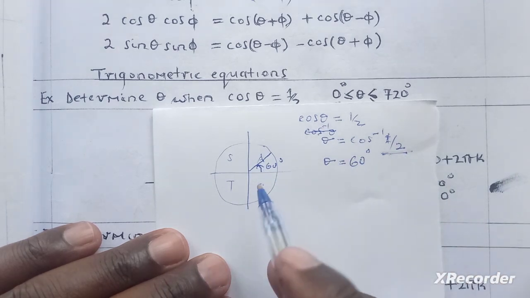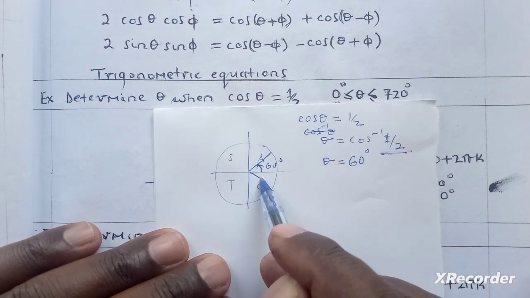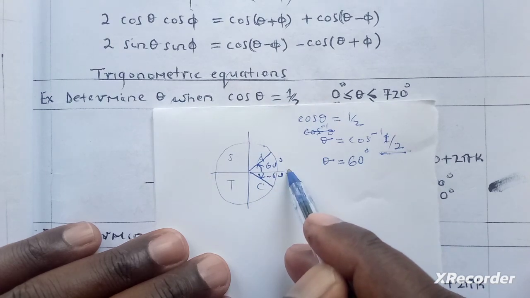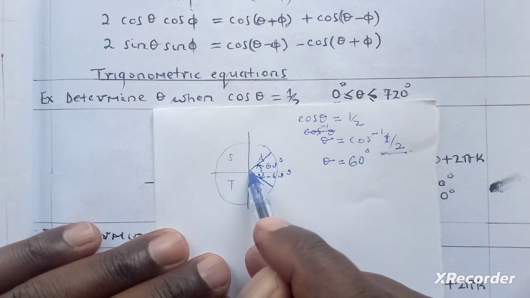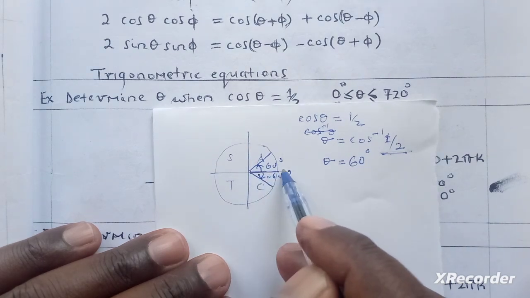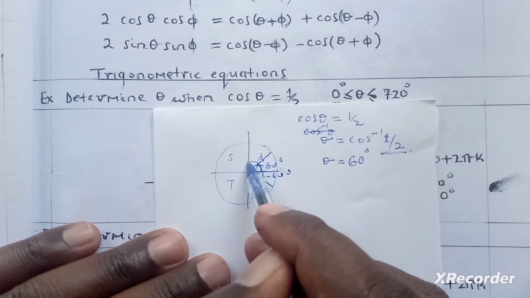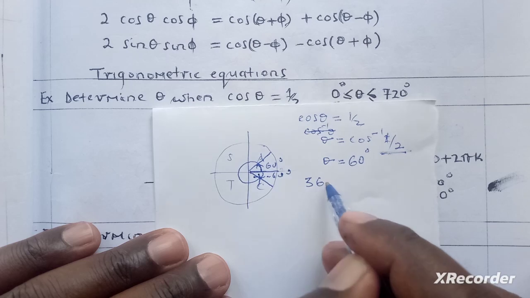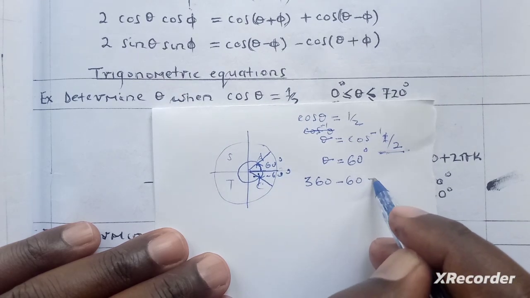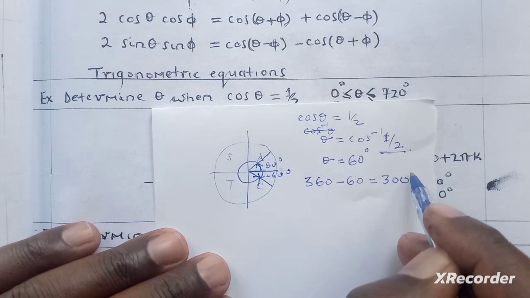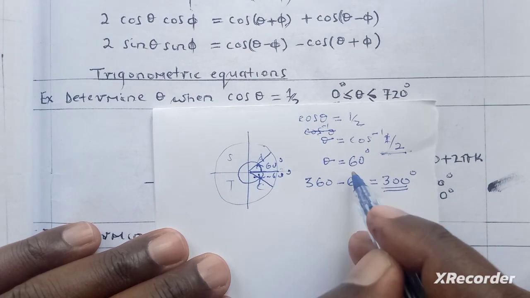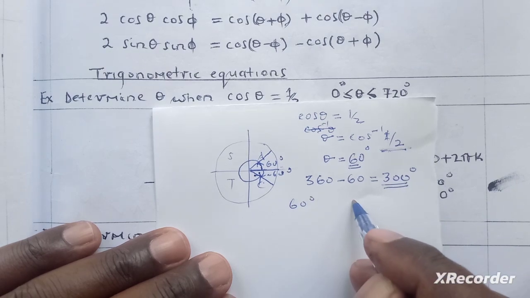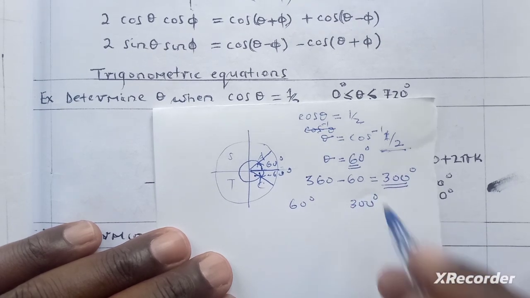So we have 60. We still have this side being positive. So we have another 60 here, which is now negative 60 degrees. But now we count the degrees from here. So we are supposed to go round like that until we come there. So this one will be 360 minus 60, which is 300 degrees. So we have a set of two values, that is 60 degrees and 300 degrees.